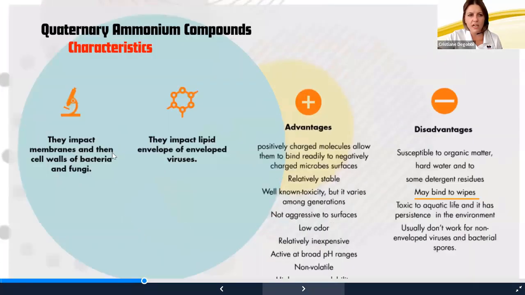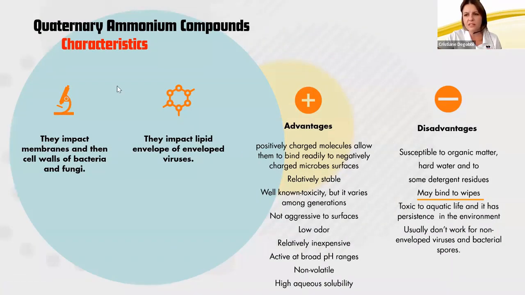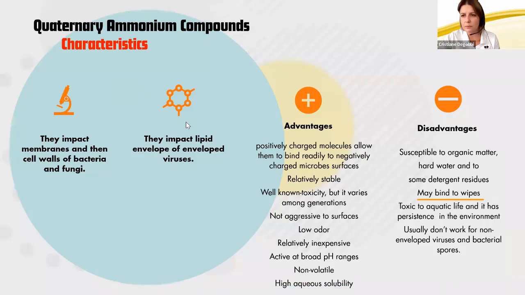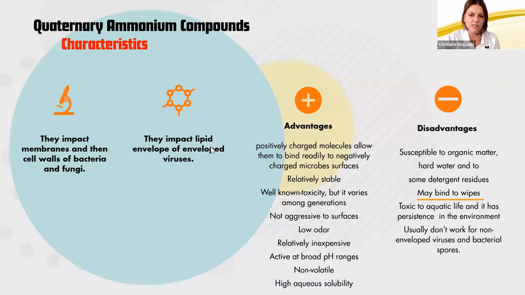But we do have a lot of products with the first generation in the market. How do they work? Well, they will impact membranes and then the cell walls. So they impact the wall of bacteria and fungal spores, and also they impact the envelope of enveloped viruses, okay? So they will impact that envelope. That's why they work for coronavirus, because as you remember, it is an enveloped virus.